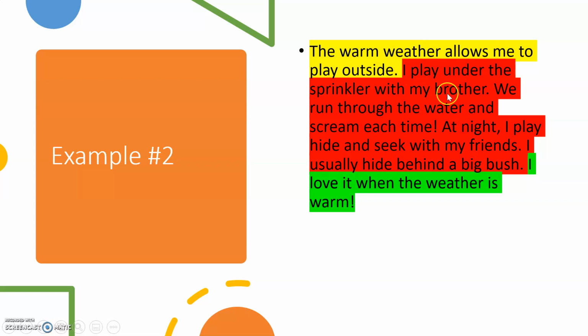Here in red are the supporting details, so it should be supporting the topic sentence. "I play under the sprinkler with my brother. We run through the water and scream each time. At night, I play hide and seek with my friends. I usually hide behind a big bush." So these sentences in red are telling us of the times that they play outside. And in green we see the concluding sentence. "I love it when the weather is warm." So it's ending this paragraph. It's summarizing everything for us.